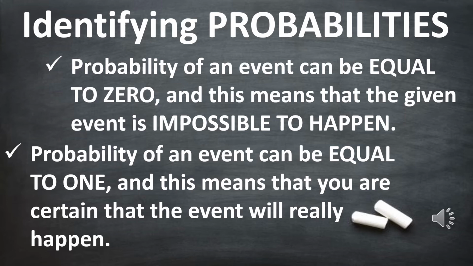Probabilities can also be equal to 1, meaning to say, you're really sure or you are really certain that the given event will really happen no matter what. So in conclusion, when you're asked to identify probabilities, the possible answers are only a fraction or 0 or 1. If you got a probability that is a negative number or is greater than 1, then you are certainly wrong po. So again, the probabilities will only be equal to 0 or 1 or any fraction.